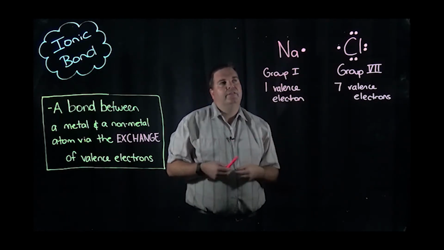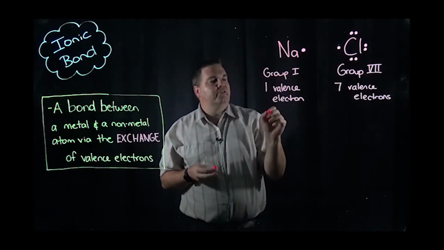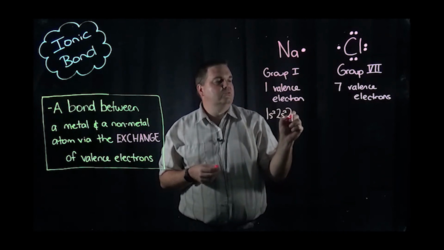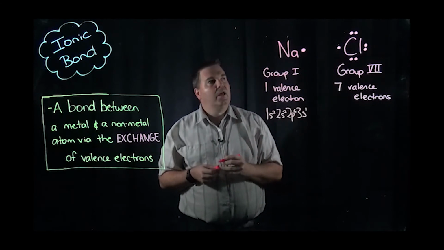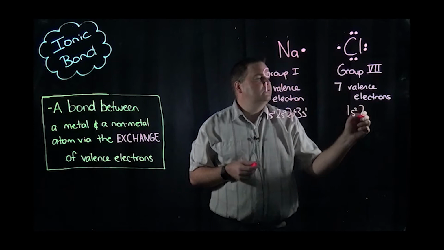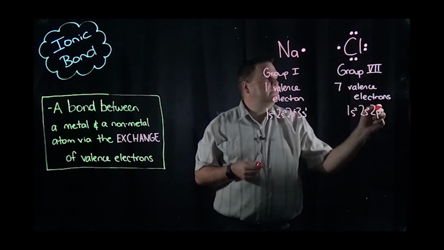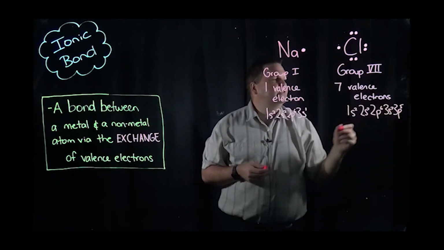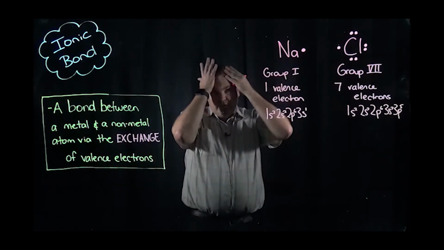Now if you look at the electron configuration for sodium, and there's another video on that, the electron configuration for sodium is 1s2, 2s2, 2p6, 3s1. And the electron configuration for chlorine is 1s2, 2s2, 2p6, 3s2, 3p5. Sorry, I just had to remember if it was in period 2 or period 3. So there's our electron configurations.